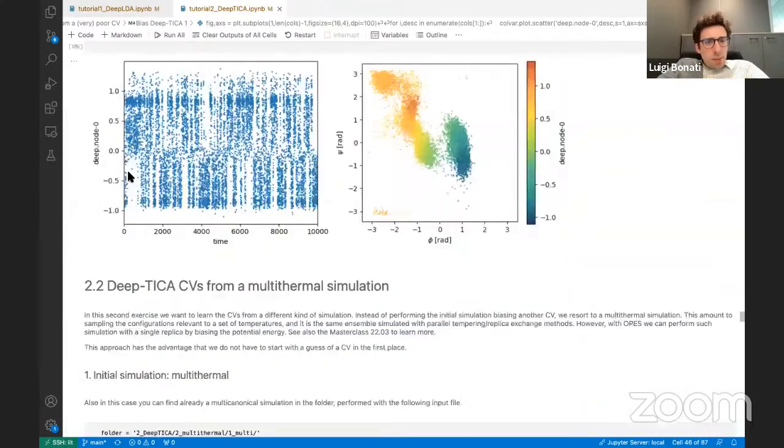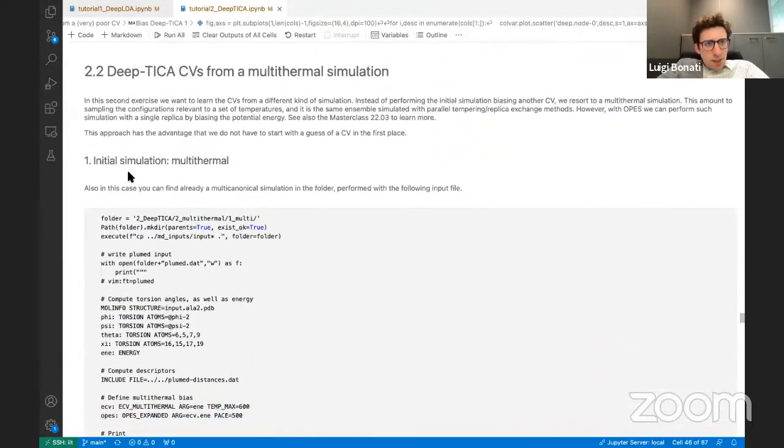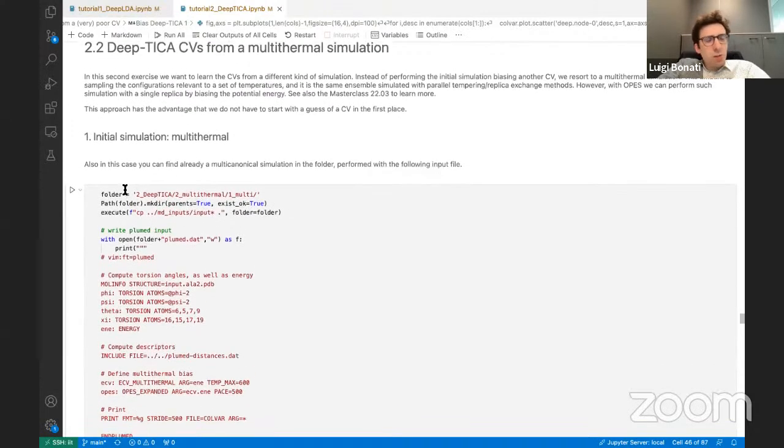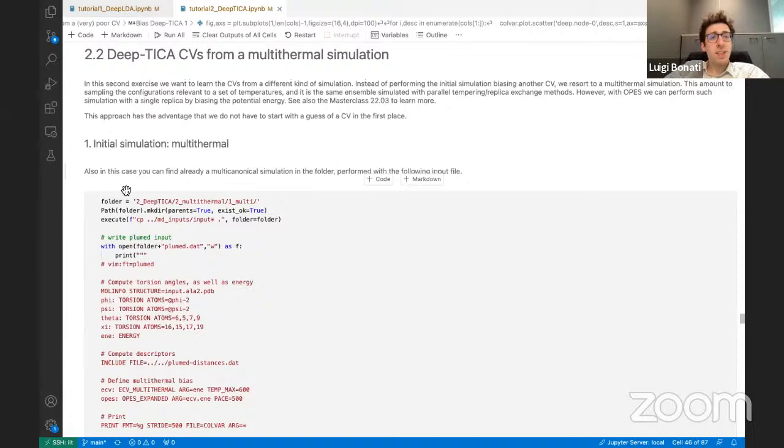Here there was another small exercise, but for the sake of time I want to go to the end, to the second example. In the first example, we extracted a CV from a collective variable driven enhanced sampling simulation. We could have used deep LDA, but in this case deep LDA was already very good.